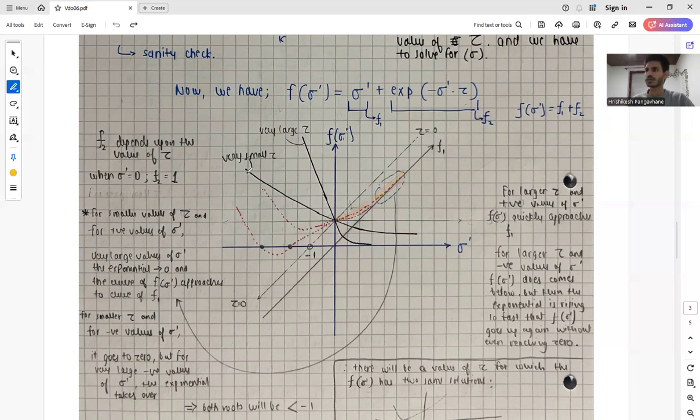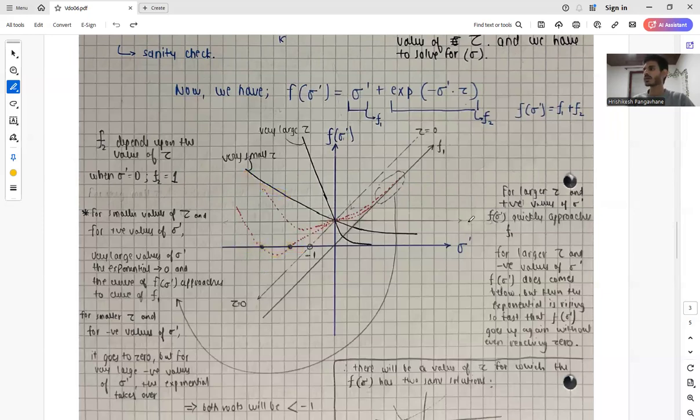And for smaller values of tau and for negative values of sigma prime, the curve basically goes to 0. But for a very large effect due to tau, it again bounces back, and for very large negative values of sigma prime, the exponential takes over and it again bounces back. So basically over here we are getting the roots of the function of sigma prime, and both roots will occur below the value of -1, or at larger negative values than -1.